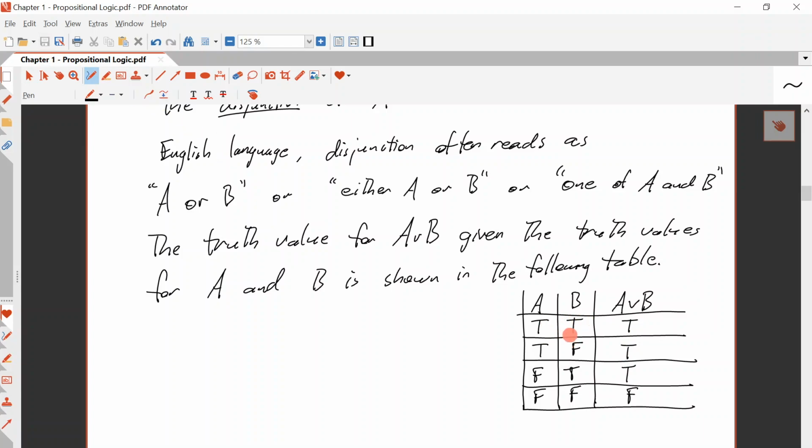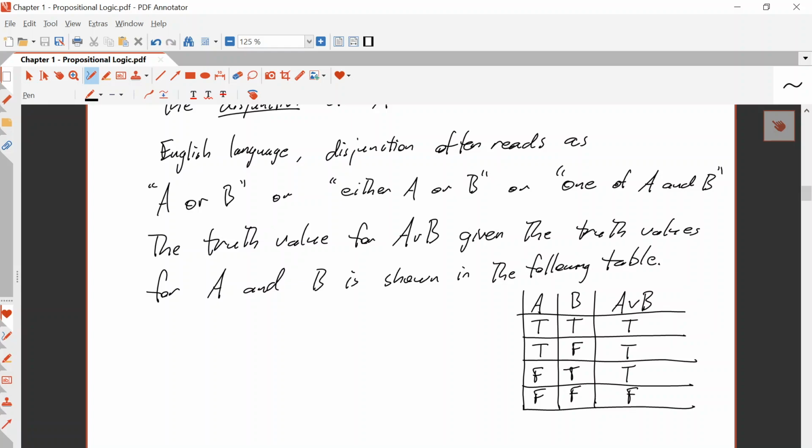Again, these are the four combinations of truth values for A and B together. There's two choices for A, two choices for B, so 2 times 2 gives you 4 choices. And A disjunction B is true when A is true and B is false, when B is true and A is false, or when A and B are both true. It's only false when they're both false. That's usually what we mean by or in the English language. Now, sometimes when you use the word or, you say, either you're going to have this or you're going to have that, but you're not going to have both. That's usually less common.